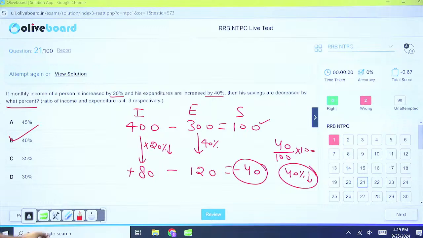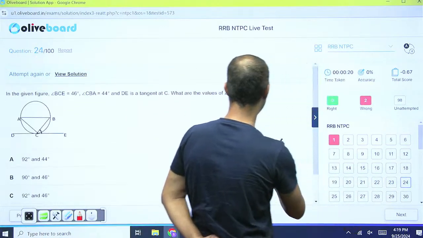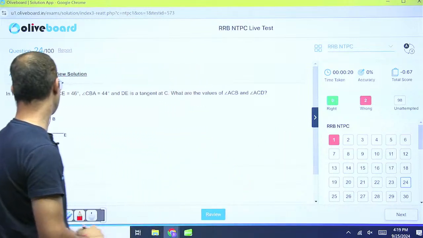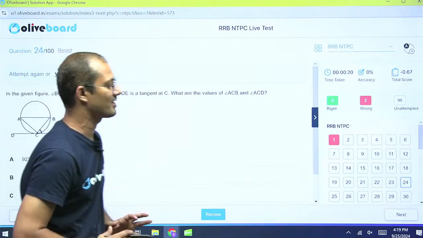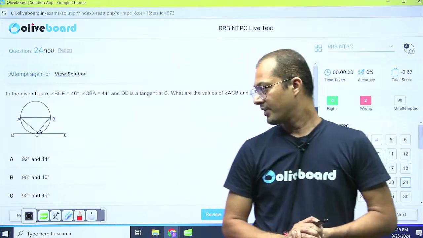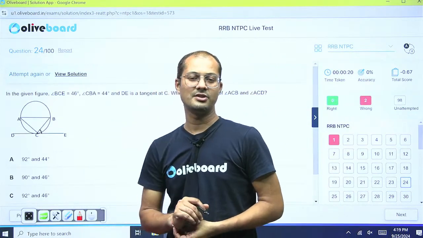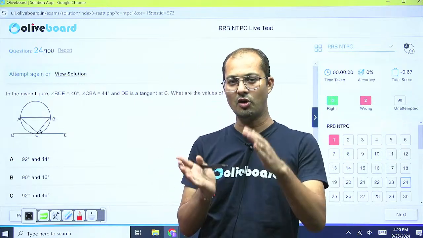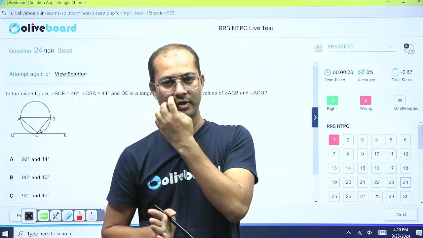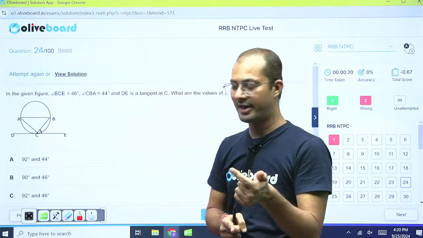Yes. So the next question is on your screen. Tell me what would be the answer to this question. This is a very good question and belongs to the geometry section, right? Please tell me, does everyone know the alternate segment theorem? Yes or no? The angle made between the chord and tangent is always equal to the angle subtended by that chord in the alternate segment.